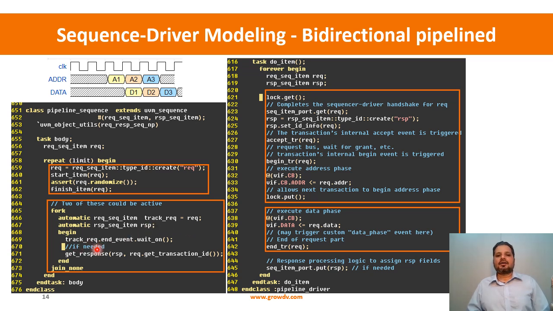We are saying track request dot end event, right? This end event gets triggered when this end transaction gets called over here. Only when end transaction gets called does this end event get triggered. I'm not showing how the response is collected, but for ease of understanding, you can just assume that along with the data phase, the response is collected as well. We are waiting for that particular end event, so we say track request dot end event dot wait on. This is the event infrastructure provided within the UVM, so we are using that.